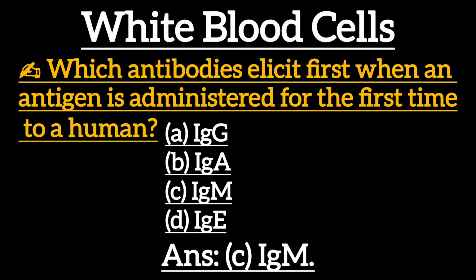Next one is which antibody is produced first when an antigen is administered for the first time to a human. Option A immunoglobulin G, option B immunoglobulin A, option C immunoglobulin M, option D immunoglobulin E. Correct answer is option C immunoglobulin M.